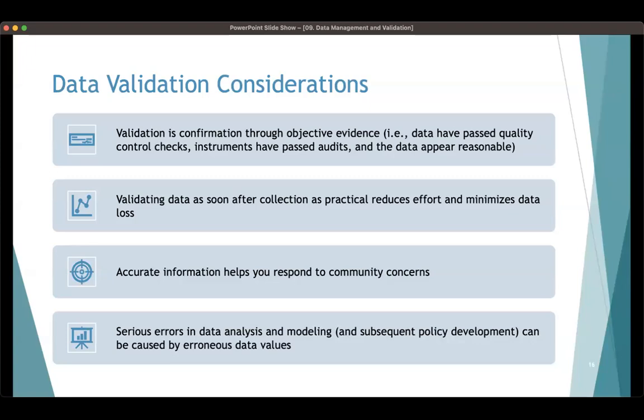First, data have passed the quality control checks. We have to have a thorough evidence that our data have passed quality control checks.